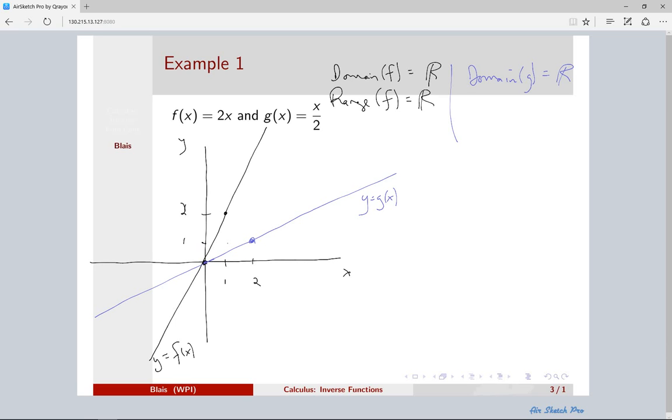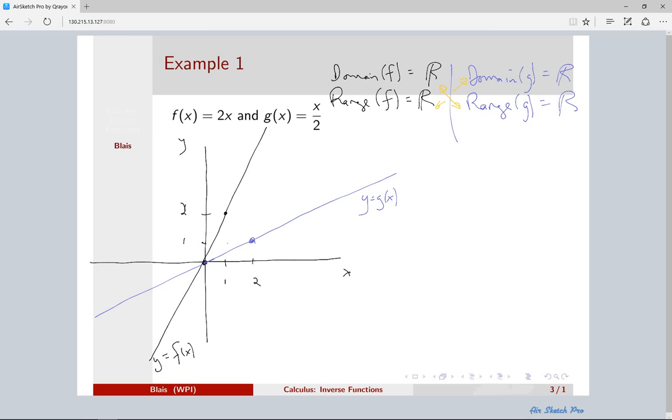We see also in this case, you can get any y value with this line. So its range is also the whole real line, or all the real numbers. And the key thing to note here is that the domains and ranges sync up. So in the definition we said the domain of one has to be the range of the other in both cases. So that criteria is satisfied.